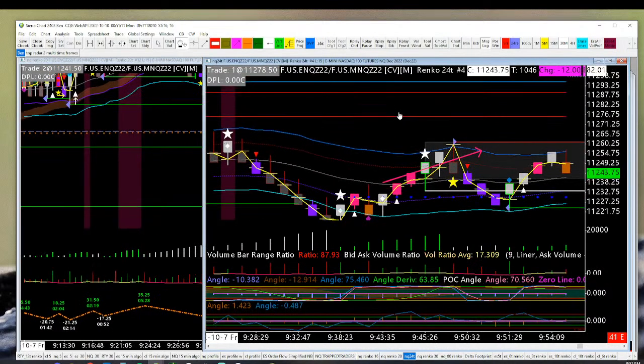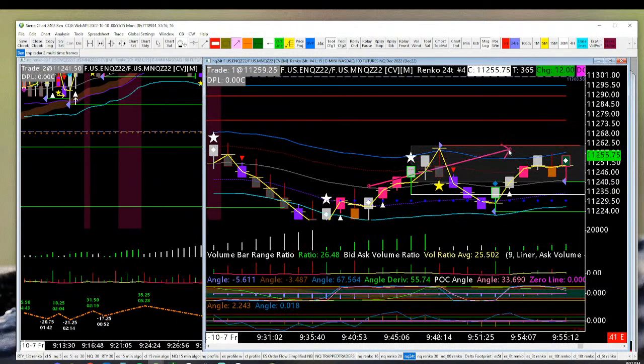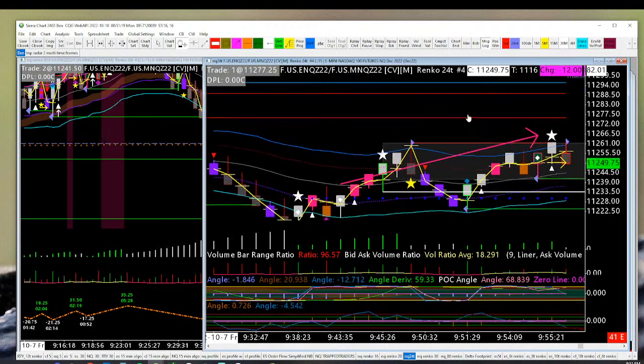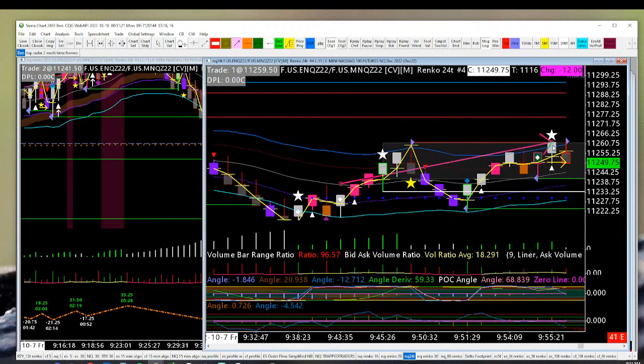So now what I would look for is for this area up here to act as resistance. So we wait, there. So there's the trap, right? Trades slightly above it, right?